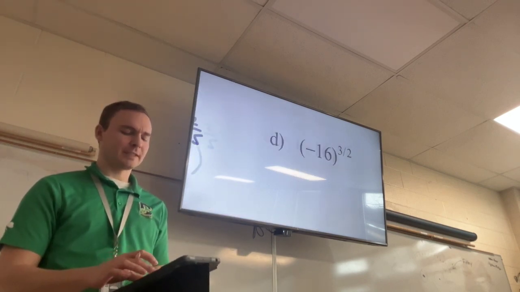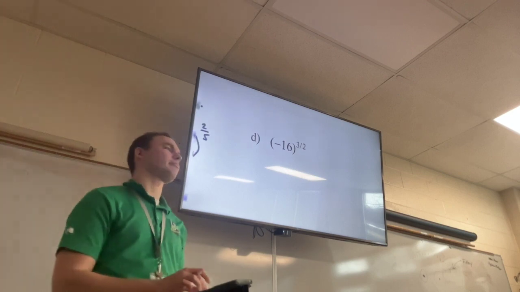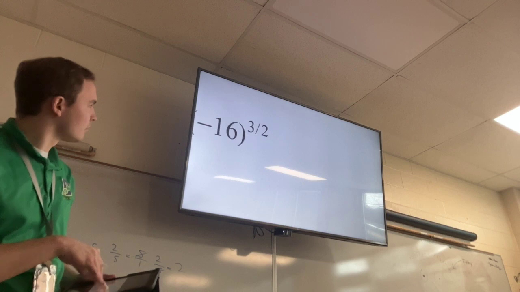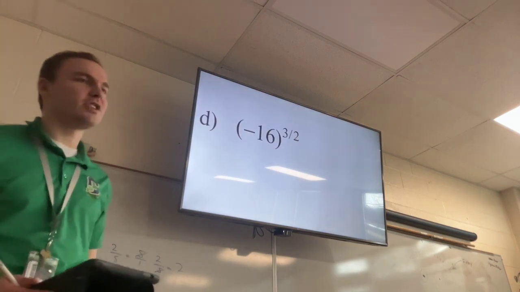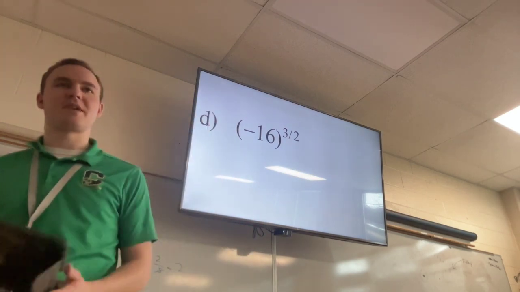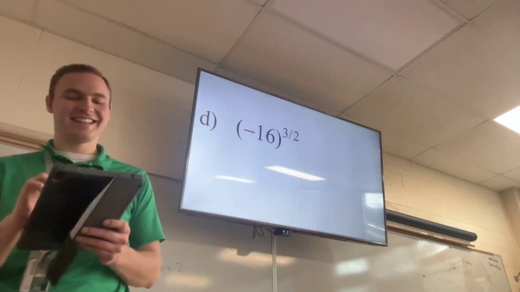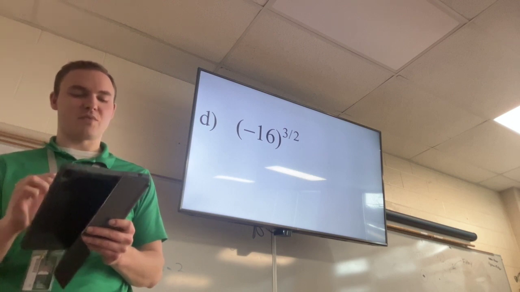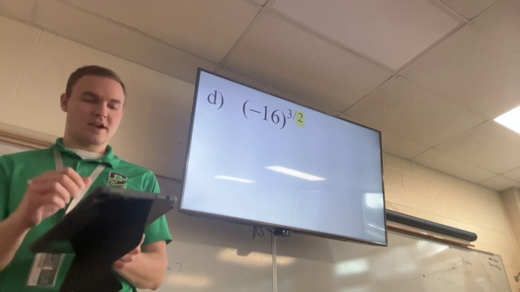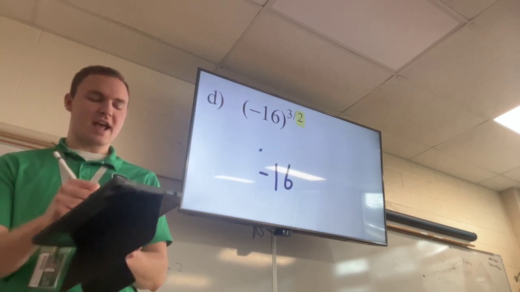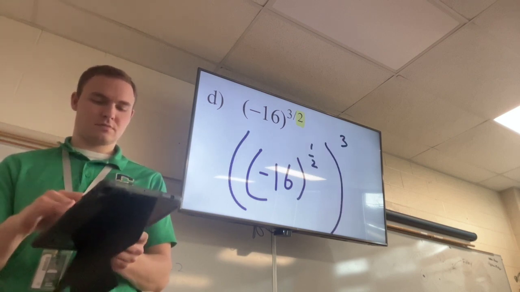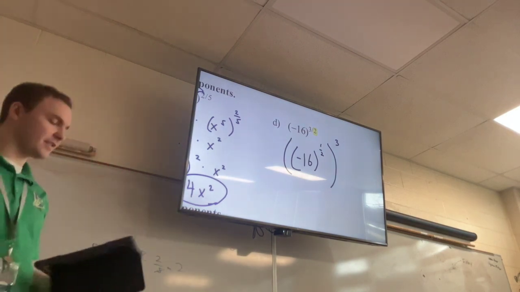Let's do D. All right, who can do negative 16 cubed in their head? You can? Okay, good. I can't. So we want to start with what? The denominator, yeah. So it's going to be negative 16 to the 1/2, and then we're going to cube that result. What's negative 16 to the 1/2?